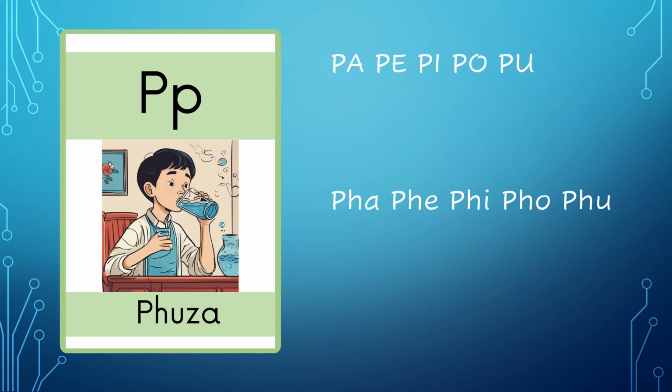The next letter is P, and it will sound like pa, pe, pi, po, pu. With an H added, it would sound like pha, phe, phi, pho, phu. An example of this would be pooza, which means to drink.